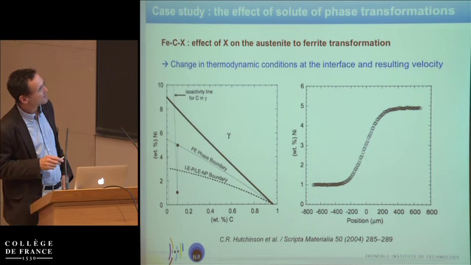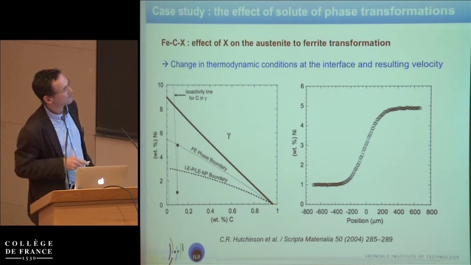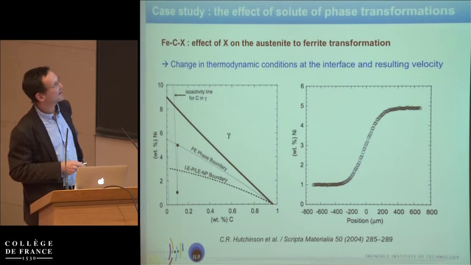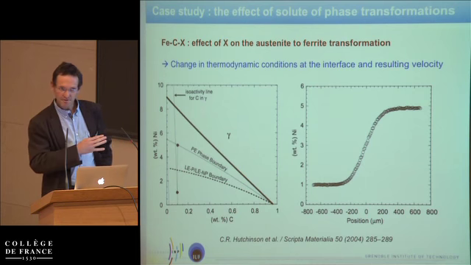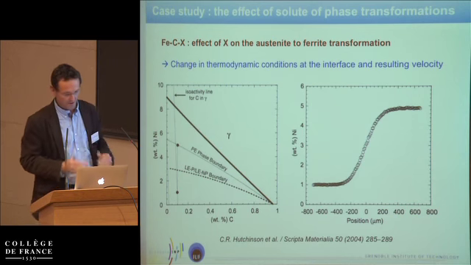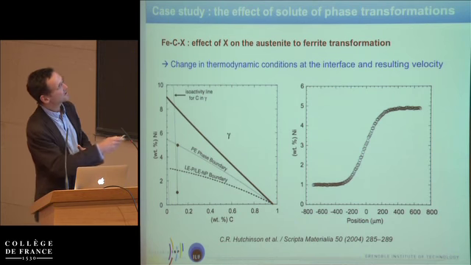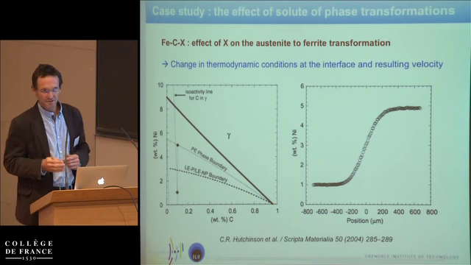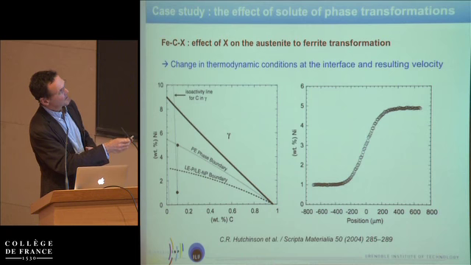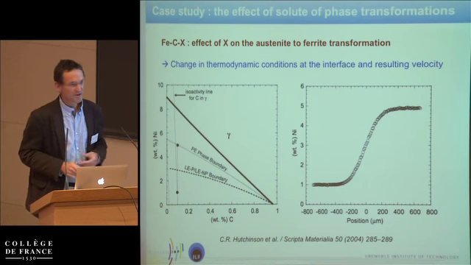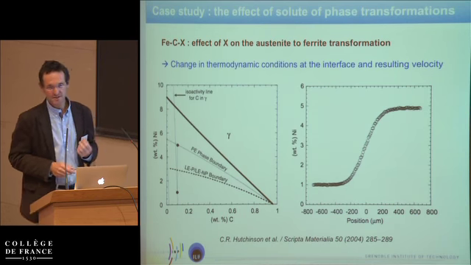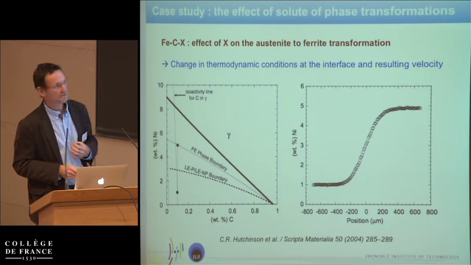And so here it's an example taken from Chris Hutchinson's work. The idea was to look in steels at the effect of metallic additions on the austenite to ferrite transition, where the transition depends mostly on the kinetics of the carbon partitioning between the two phases, which is very fast. And if you add an element X, which could be nickel, niobium, molybdenum, or manganese, then this element has a very slow diffusivity in iron, of course much slower than that of carbon because it's not interstitial.